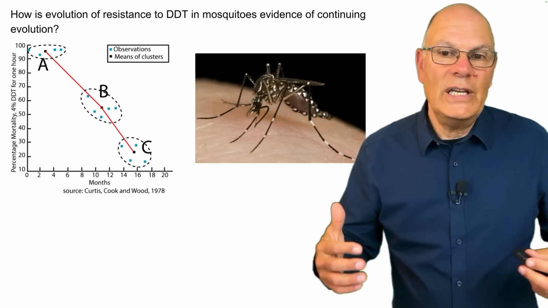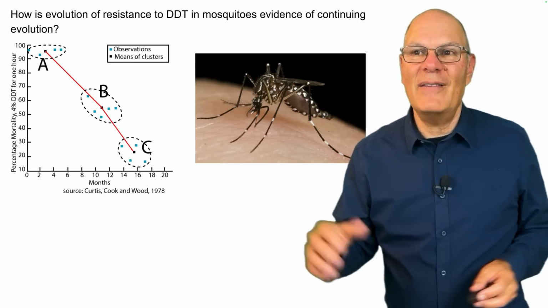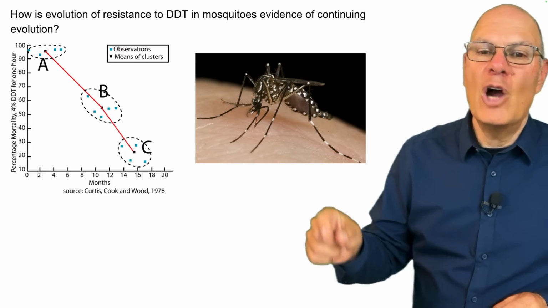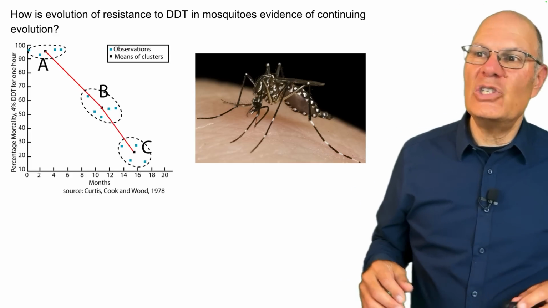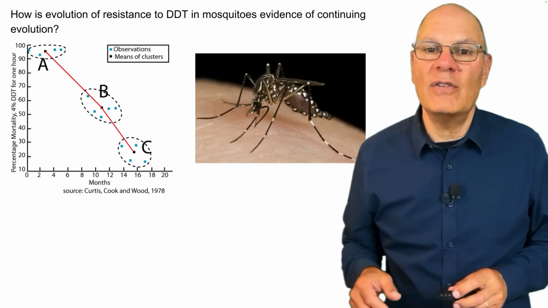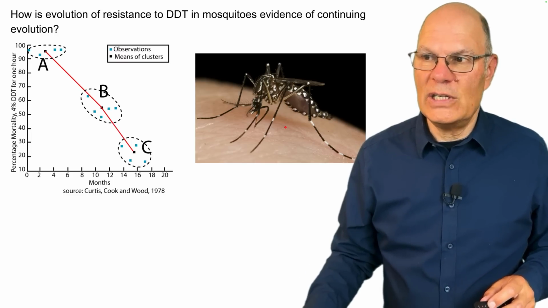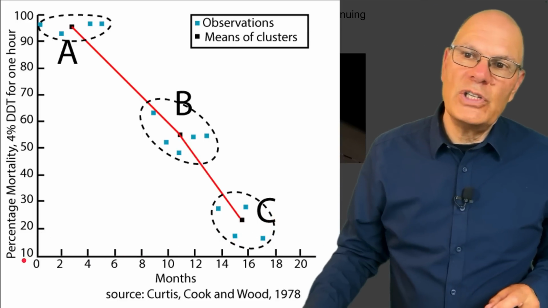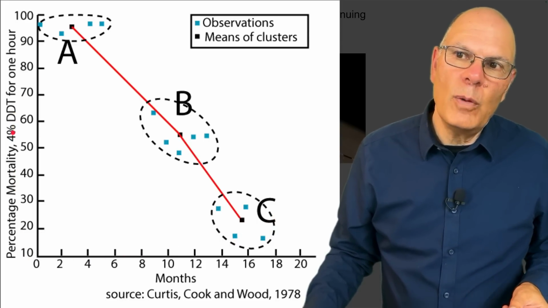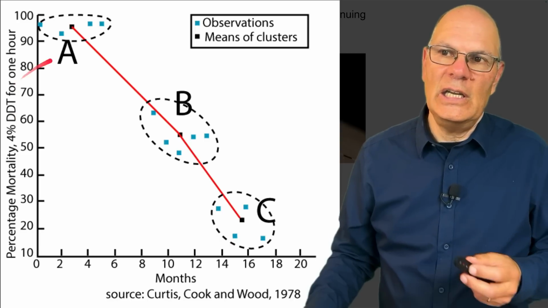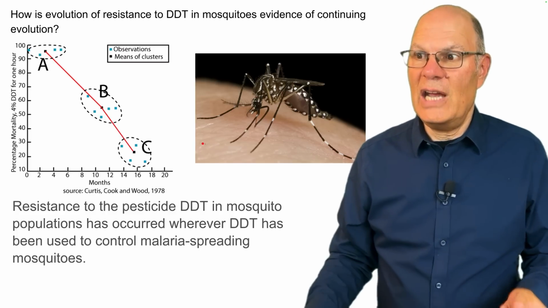Evolution can be observed in structures that we see in modern organisms, but there's plenty of evidence that evolution continues to this day. A great example of that is shown in this slide. How is evolution of resistance to DDT in mosquitoes evidence of continuing evolution? Let's talk about what's happening in this slide. Here's a mosquito. This is showing the percent of mortality of mosquitoes to a 4% solution of DDT exposed to them for 1 hour. DDT is a pesticide, kills mosquitoes.